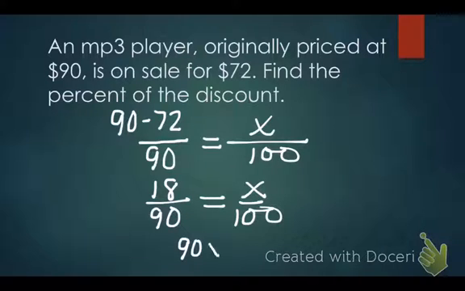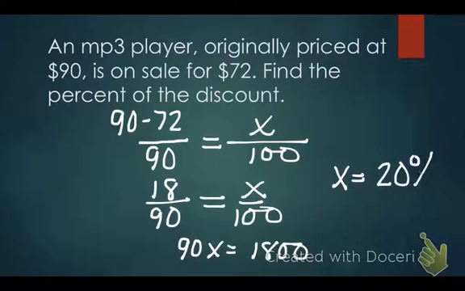Cross product equation gives me 90x equals 1800. I'm going to divide each side by 90 to get an answer of 20% decrease because it dropped in price. If it increased in price, it would be a 20% increase.